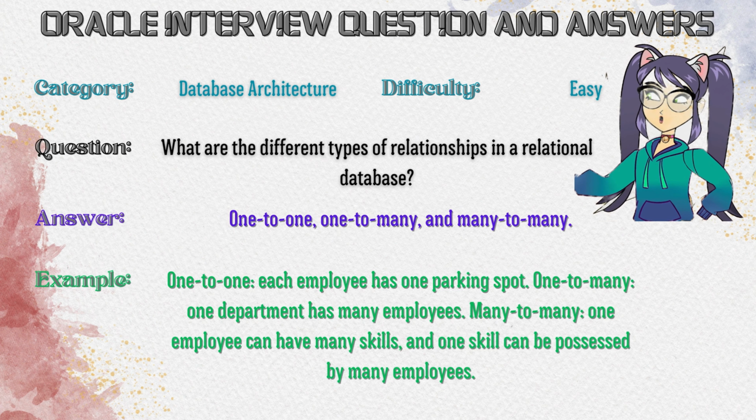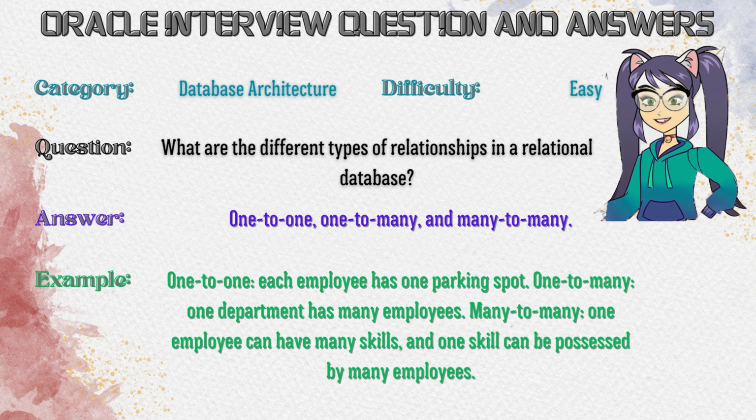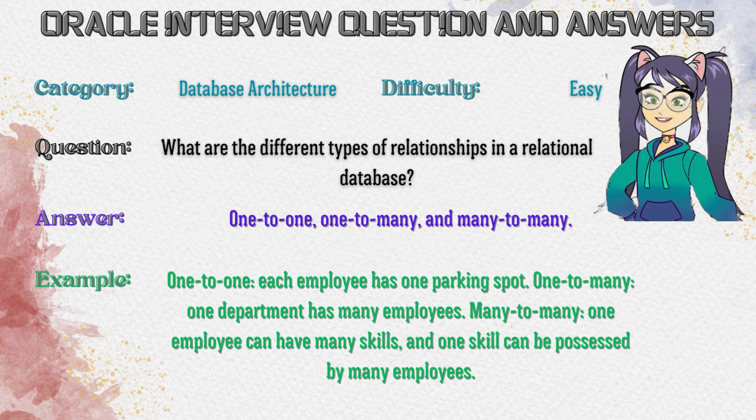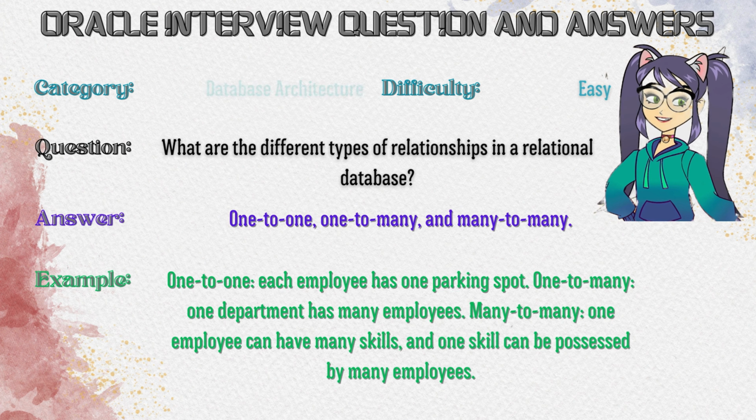For example, one-to-one: each employee has one parking spot. One-to-many: one department has many employees. Many-to-many: one employee can have many skills, and one skill can be possessed by many employees.